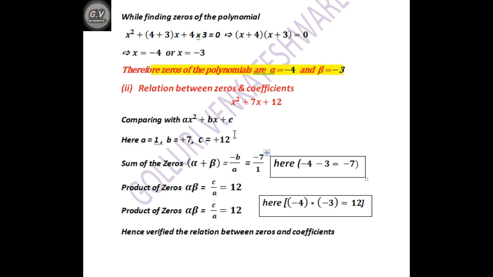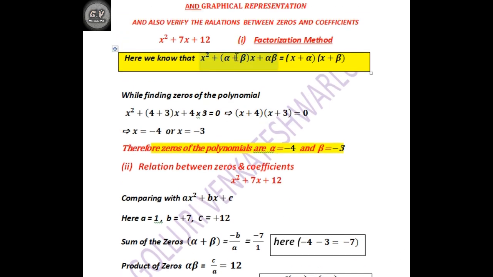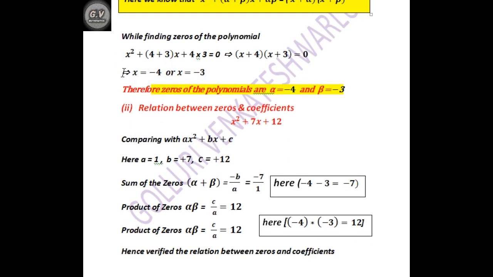Therefore, according to the factorization method, we already obtained the two zeros. So we verified the zeros and the relation between zeros and coefficients according to the formula also. From the formula also, the sum of the zeros came to minus 7 and the product of the zeros came to 12.